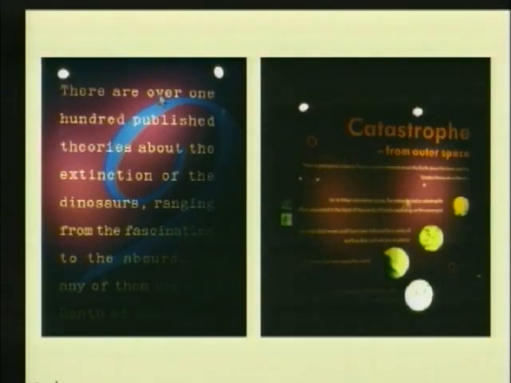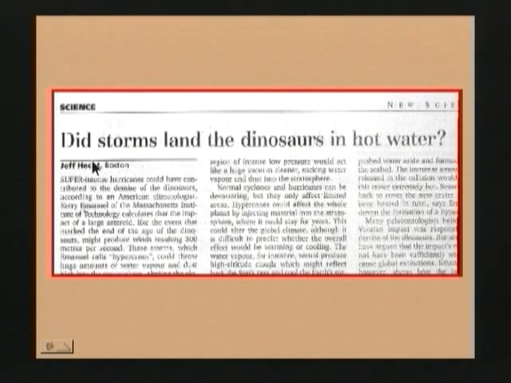Here it says, in this museum, there are over 100 published theories about the extinction of the dinosaurs. So what made the dinosaurs extinct? One of the newer ones comes with this idea: did storms land the dinosaurs in hot water? Well, maybe they did. Maybe the biggest storm that ever struck the planet. How about that? And hot water is not a bad idea, because the subterranean water comes out sometimes at 300 degrees centigrade. So maybe they did land in hot water.